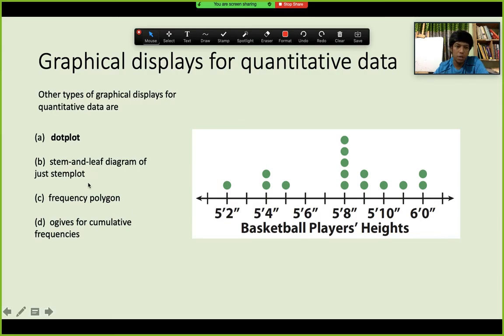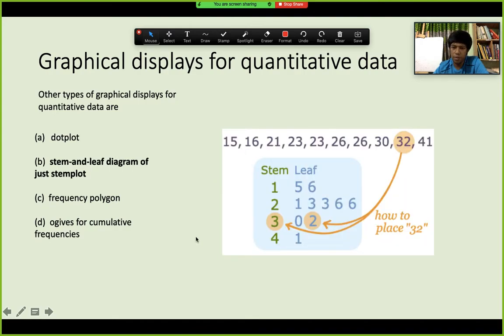Another way is called a stem and leaf diagram. This is called a stem plot. In this stem plot, we have one line for stem and one line for leaf. How does that work? Let me show you. So you see, this is 15. This is 16. So 15 and 16.